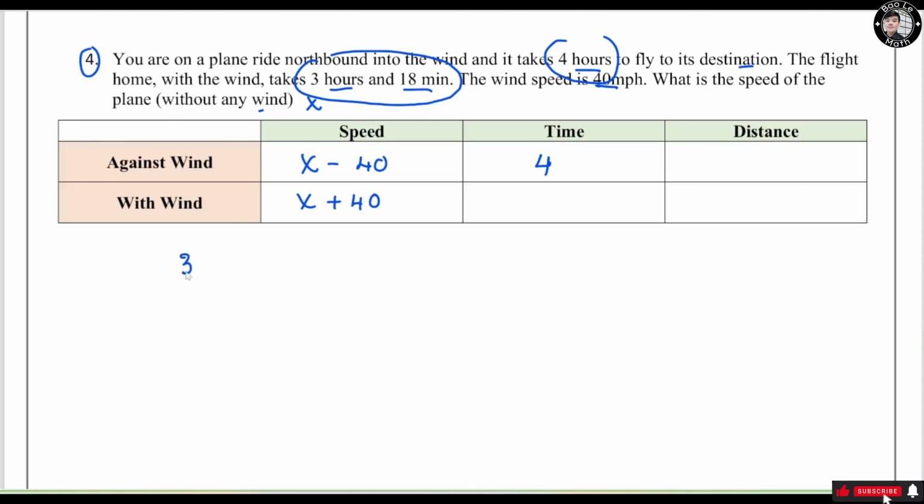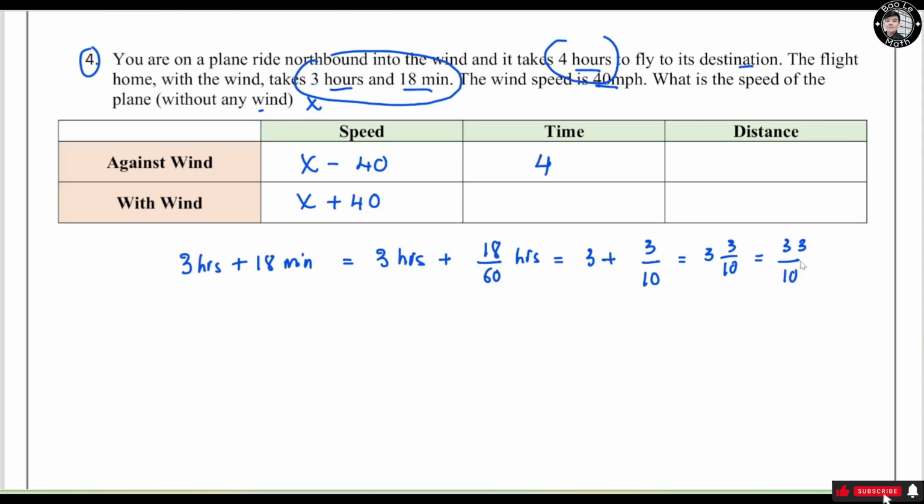You need to convert 3 hours and 18 minutes into hours. So it could be 3 hours plus 18 divided by 60 hours. Divide the top and bottom by 6, it could be 3 over 10. So it could be 33 over 10 hours. So we put 33 over 10 hours right here.